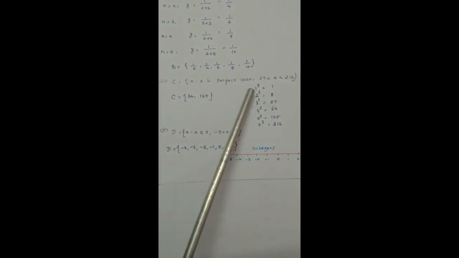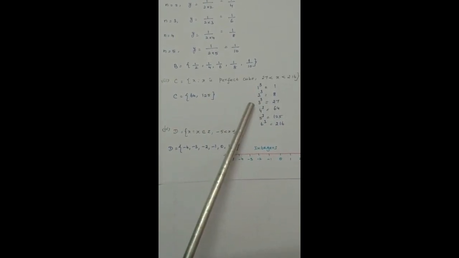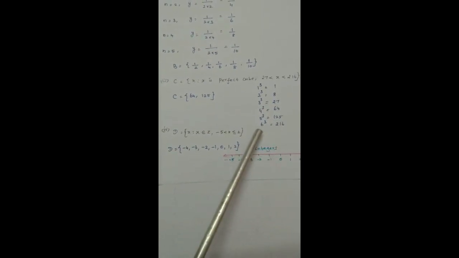Next question. C is equal to the set of all x such that x is a perfect cube where x lies between 27 and 216. So perfect cubes: 1 cube is equal to 1. 2 cube is equal to 8, which is 2 into 2 into 2. Then 3 cube is equal to 27. 4 cube is equal to 64. 5 cube is equal to 125. 6 cube is equal to 216.